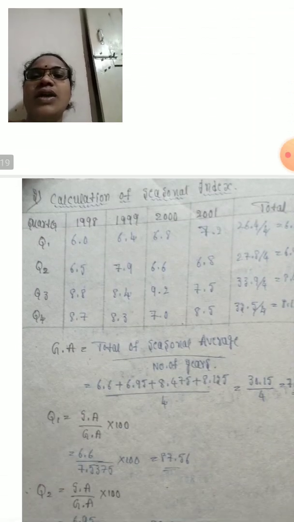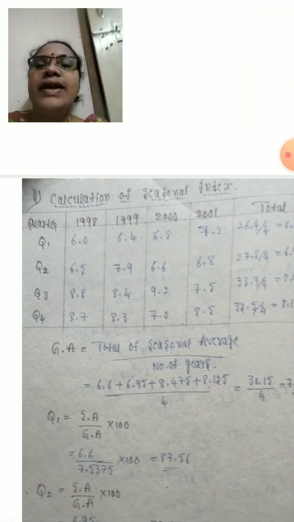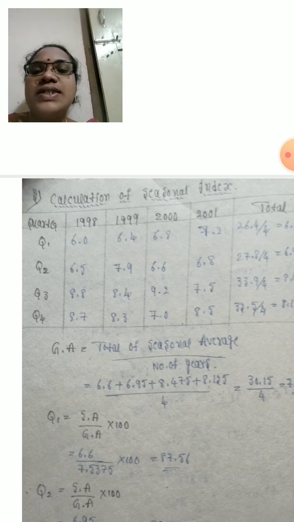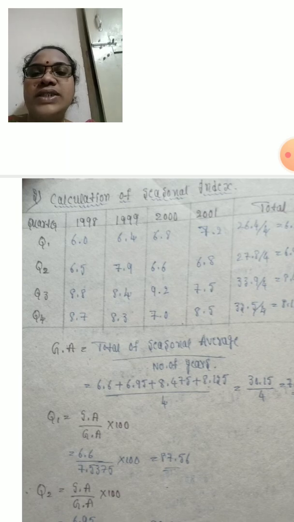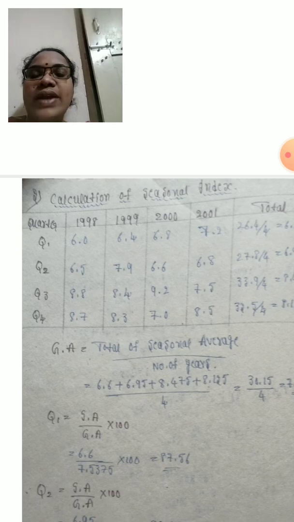Now the calculation of seasonal index. Q1, Q2, Q3, Q4. 1998: 6.0, 6.5, 8.8, 8.7. 1999: 6.4, 7.9, 8.4, 8.3. Next, 2000: 6.8, 6.6, 9.2, 7.0. 2001: 7.2, 6.8, 7.5, 8.5.